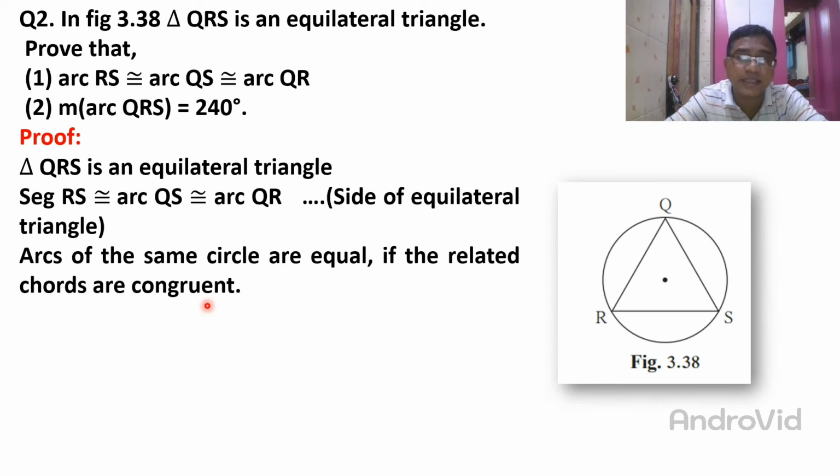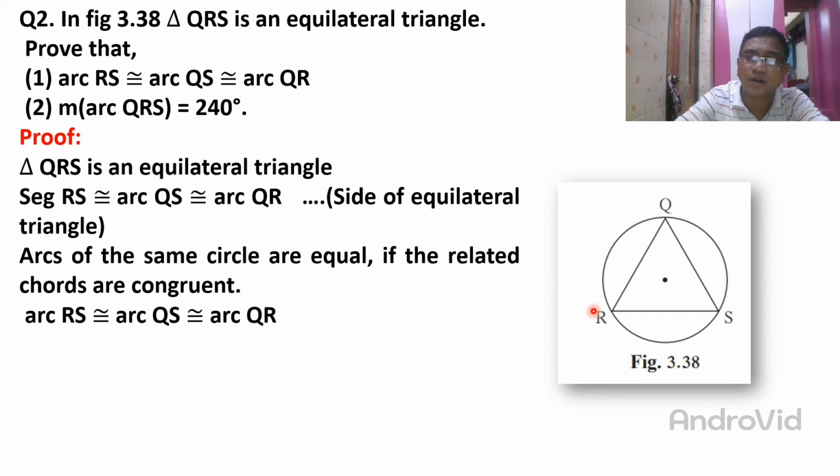The arcs of the same circle are equal if the related chords are congruent. In very simple language: if chords are congruent, arcs are congruent. So the chords are congruent, and instead of segment we write only arc. Arc RS is congruent to arc QS, congruent to arc QR. Remember my students, this is very simple to prove because it is an equilateral triangle.